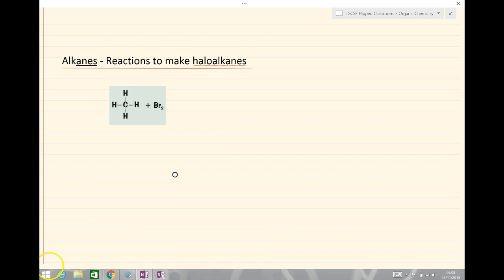So now we're going to look at alkanes, and I've underlined the bit alkanes here. You might remember what that means. It means they're saturated hydrocarbons. They've got the general formula, remember, CnH2n plus 2. With saturated meaning there's only single bonds. And they will react with halogens.